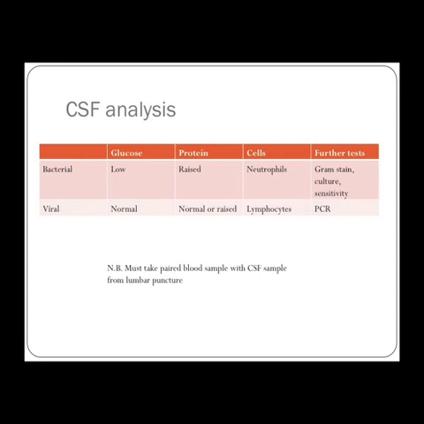Further tests you want to do are a gram stain, culture and sensitivity to determine the underlying organism causing the bacterial meningitis. And if you suspect viral meningitis, then PCR to look for herpes virus. Another important point is that when you send the sample off, you should also send a paired serum plasma sample with it in order to have a comparison against, because you're looking at the comparative value of the glucose in the CSF compared to the blood.